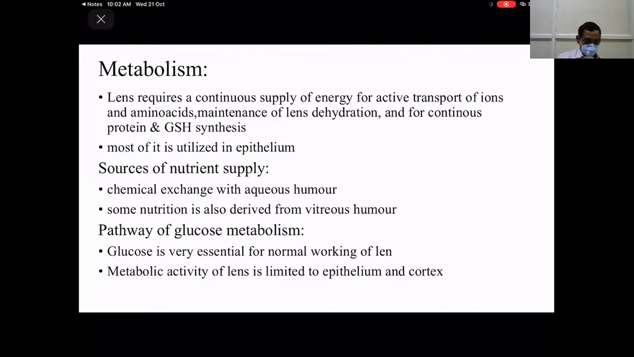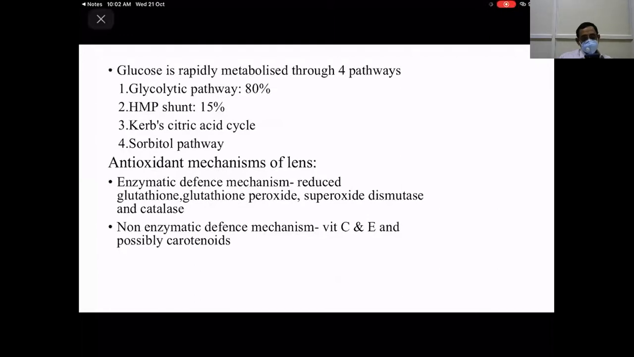Next, pathway of glucose metabolism. Glucose is very essential for normal working of lens. Metabolic activity of lens is limited to epithelium and cortex. Glucose is rapidly metabolized through 4 pathways. Glycolytic pathway, 80% of glucose is metabolized. HMP shunt is responsible for metabolism of 15% of glucose. Krebs citric acid cycle and sorbitol pathway.